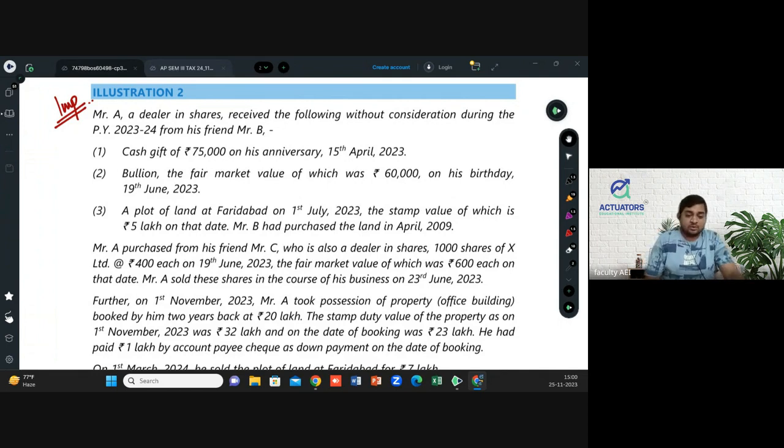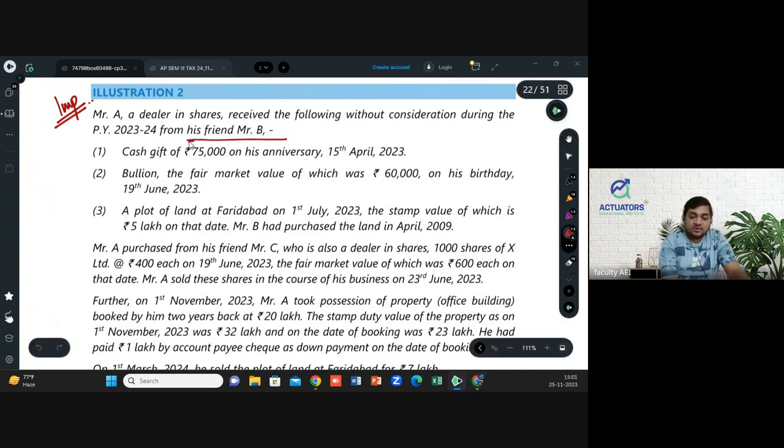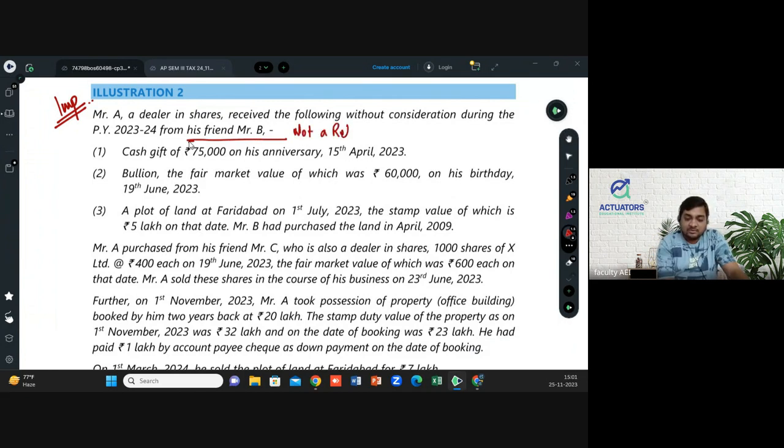Okay, so we will do one problem. This was homework for last class, so let us start. Mr. A, a dealer of shares. He is the dealer of shares. He received the following without consideration from his friend B. Now, a friend does not come under relative, right? So, gift will be taxable. Not a relative.